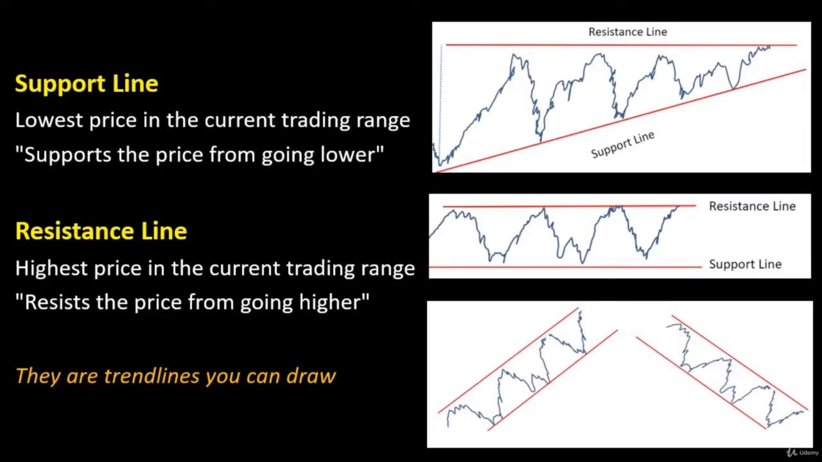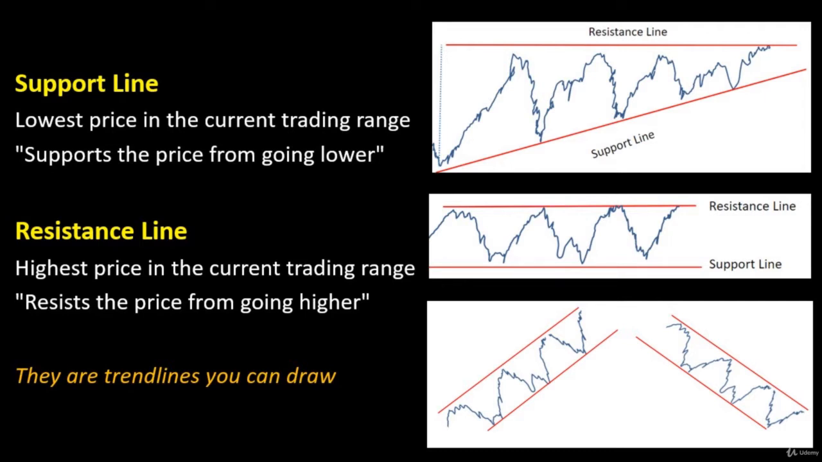We learned that some lines actually have meaning behind them already. Like a support line, which is the lowest price in a current trading range. So it supports the price from going lower. That's a good way to remember. It supports the price from going lower, like in this triangle you see here. Or you have resistance lines, which mark the highest price in the current trading range. So it resists the price from going higher. It's a barrier that prevents prices from going higher.